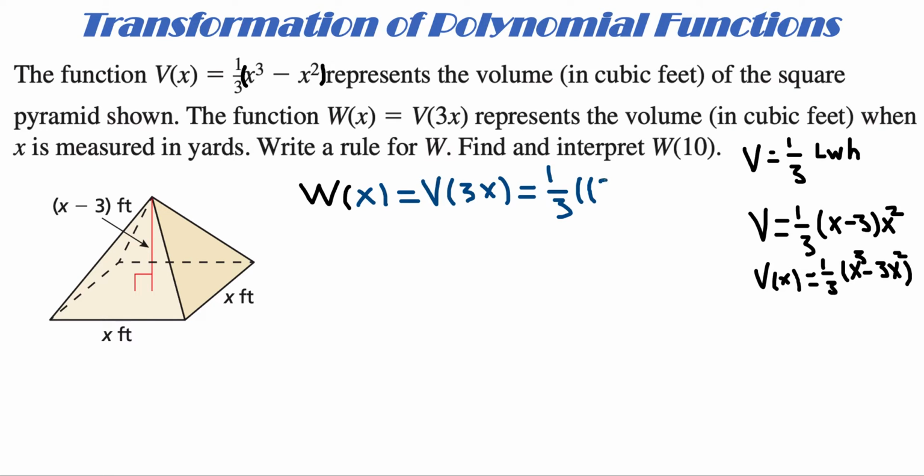We have x cubed, so I will write 3x cubed, and here is a minus. Instead of x squared, I will write 3x squared. And now we can write W of x. It is going to be equal to, so 3 cubed is 27, and 27 divided by 3 is 9x cubed. So this is going to be 9x cubed.